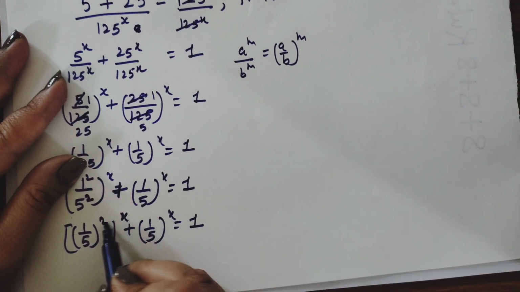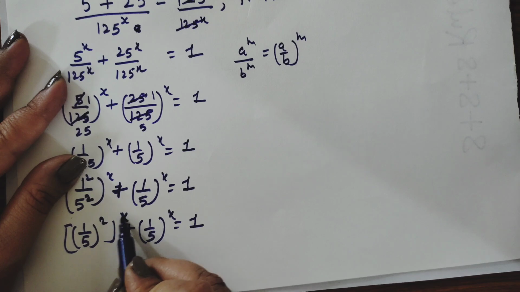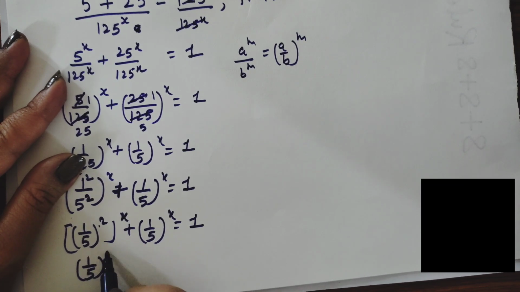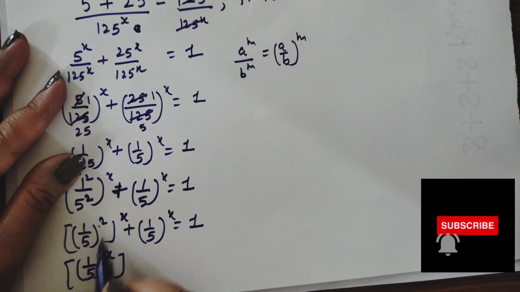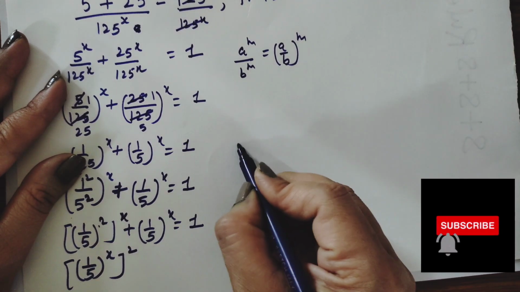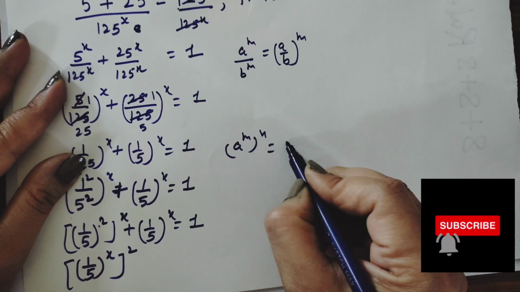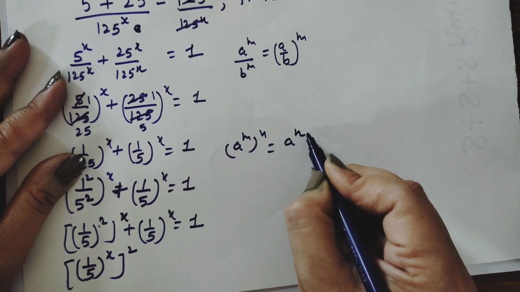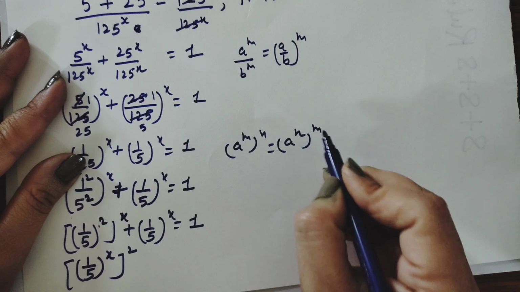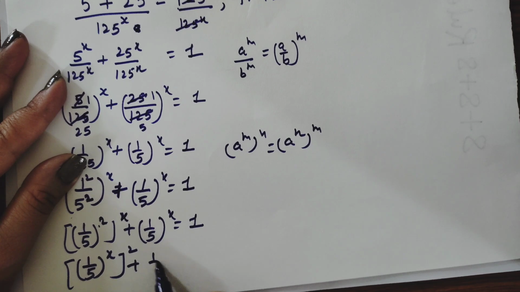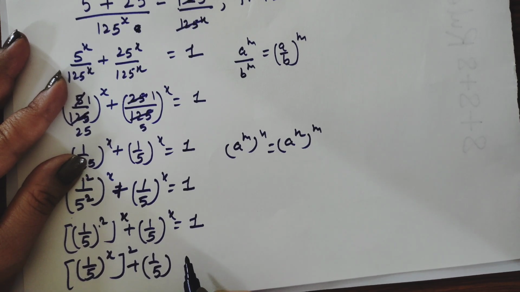Now this power will be changed. The x power inside and the 2 power outside will be exchanged, so x goes outside and we write the square outside. If we have a power m whole power n, we can exchange the powers, so n goes here and m goes there. So we get 1 upon 5 whole power x, whole square, and plus 1 upon 5 power x as it is, equal to 1.